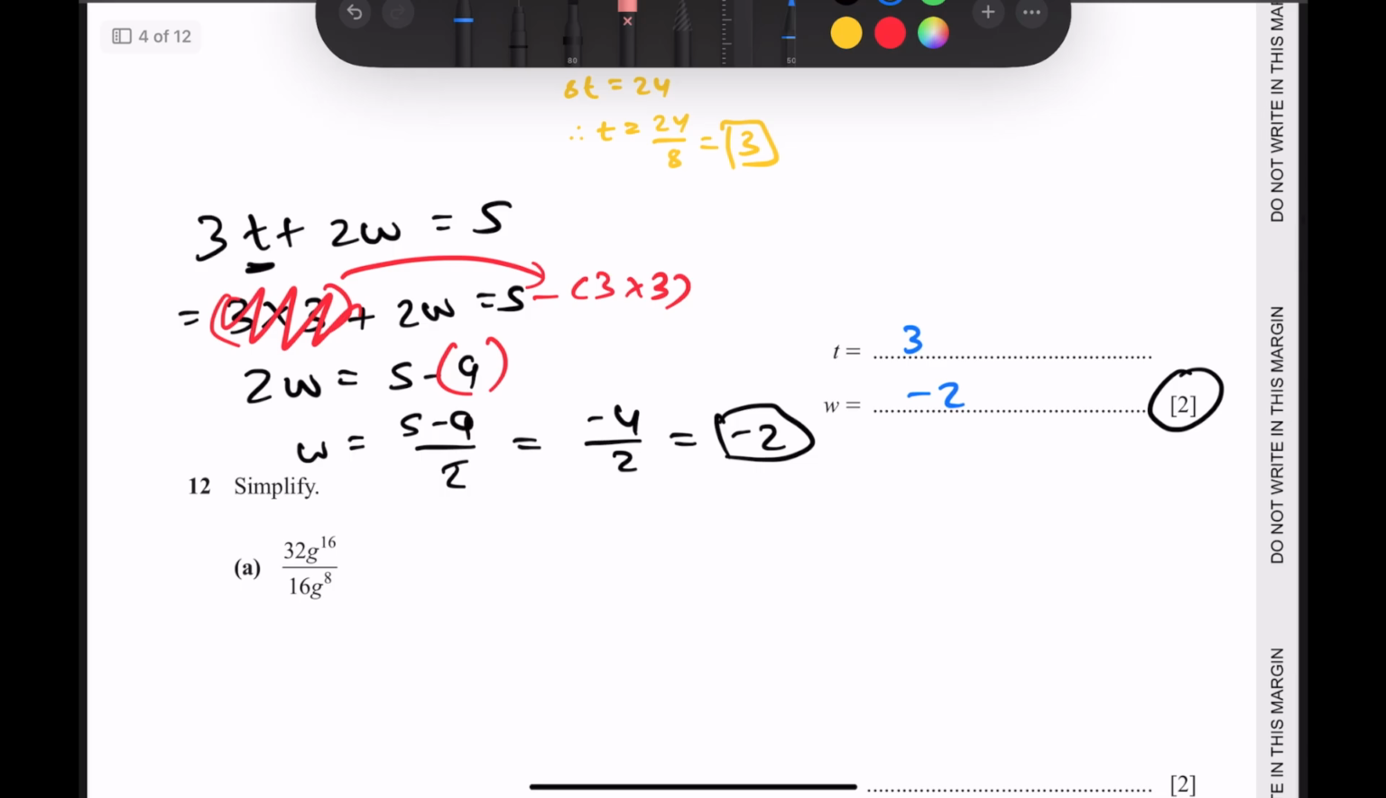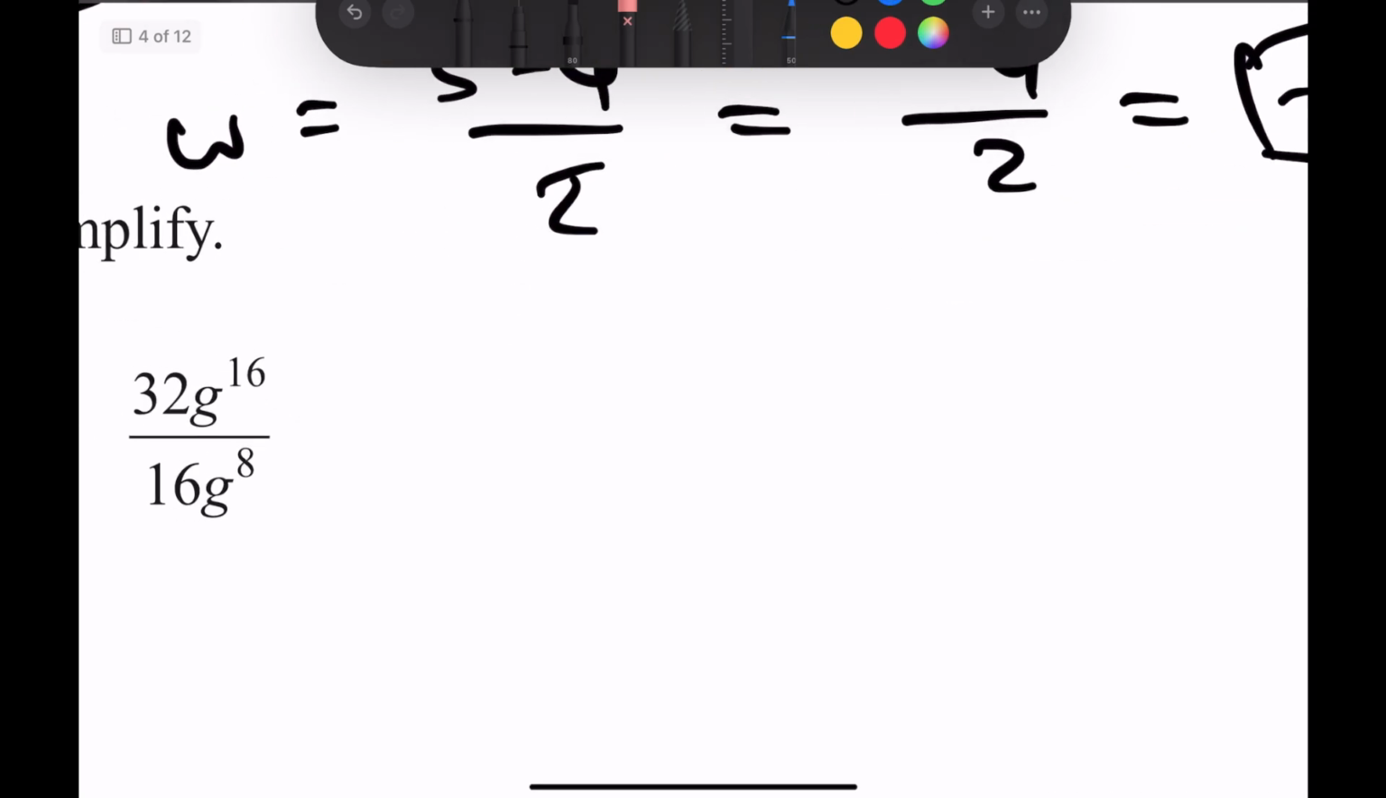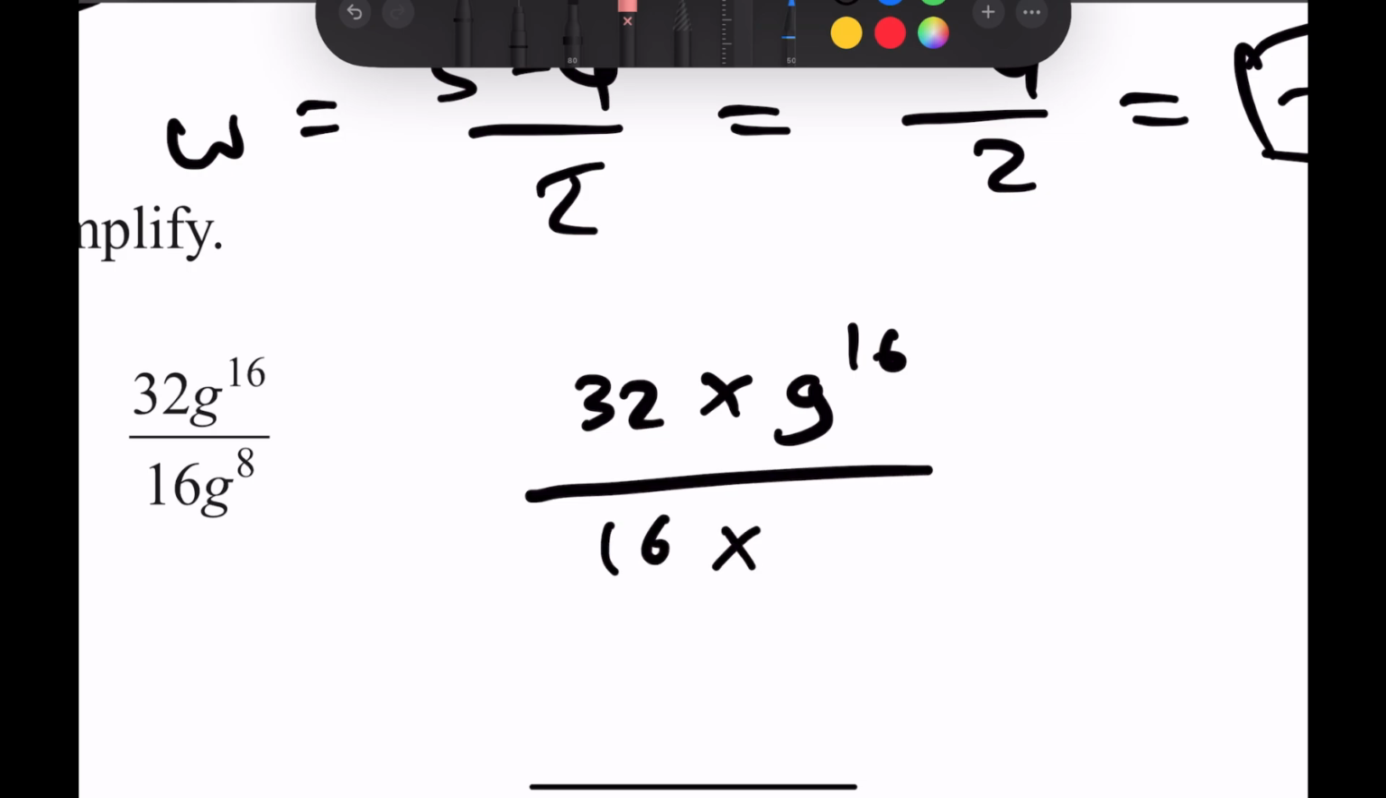Question 12a says to simplify 32 times g to the power of 16 divided by 16 times g to the power of 8. So if you break this down, this is equal to 32 times g^16 divided by 16 times g^8. Since both sides have multiplication, we can just cancel off terms easily. So for example, if we take 32 and 16, since 32 is just 16 times 2, this means that 32 divided by 16 is 2.